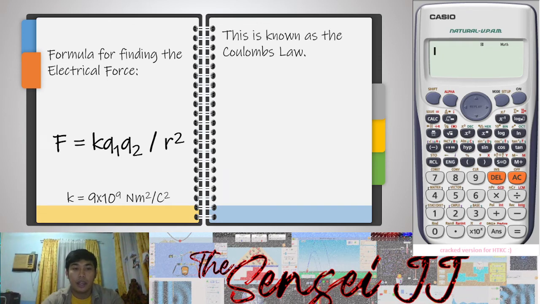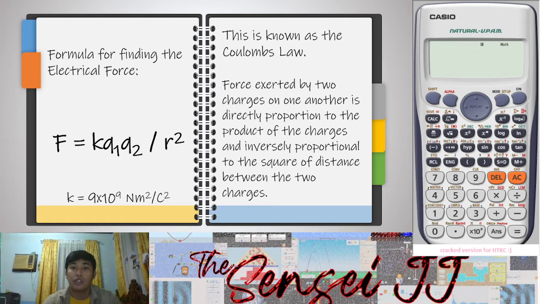We have the K constant, 9 times 10 raised to 9 newton square meter per coulomb square. This is known as Coulomb's law. So the force exerted by two charges on one another is directly proportional to the product of the charges and inversely proportional to the square of the distance between the two charges. Okay. So there will always be two charges, Q1 and Q2.